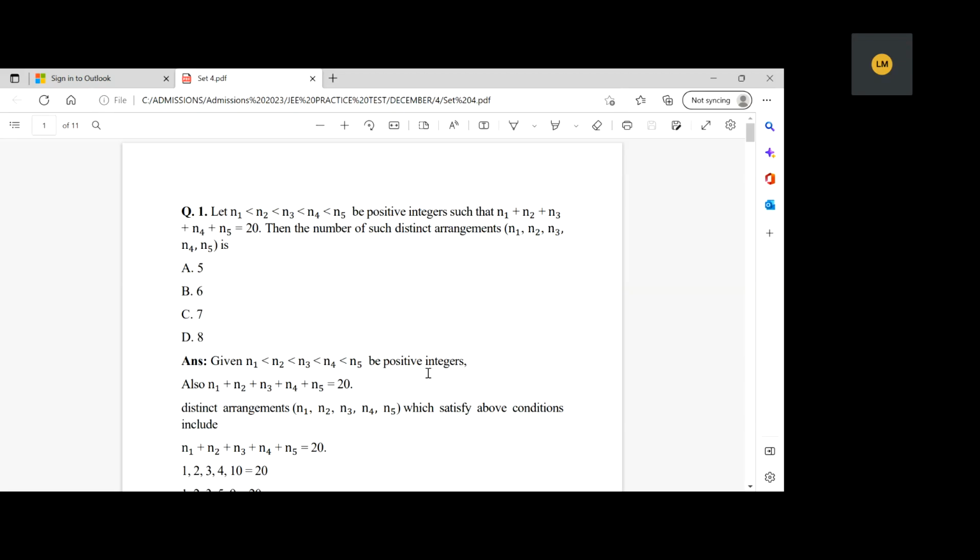There are two things that need to be satisfied when I'm checking for the numbers, checking for the combinations, checking for the arrangements.